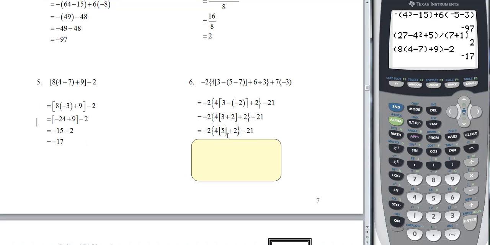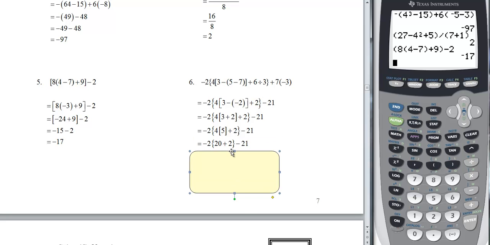Now, I'm still inside the brace. I got to do this multiplication. That will give me 20. Notice how things start shortening. It's so cool. This is 22. So now I've got a negative 2 times 22, which is a negative 44, minus 21. So I should have a negative 65. Come on, go away. There.